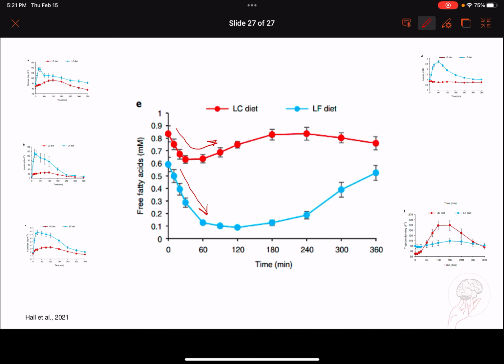Remember that insulin equals storage. We don't see an insulin spike in the low carbohydrate diet. We see less storage. We do see an insulin spike in the low-fat diet. We see increased storage.